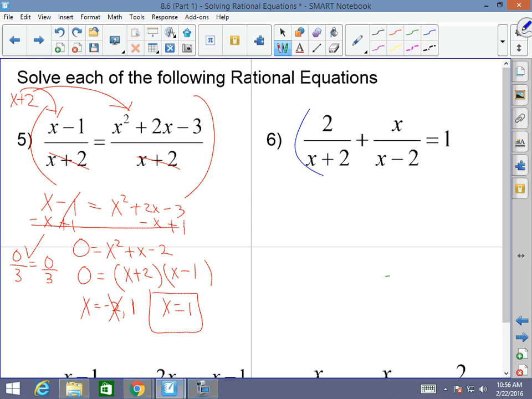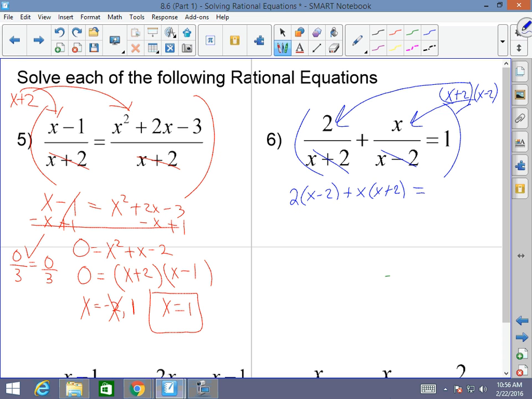Okay, here, what's the LCD? X plus 2 and x minus 2. So when I multiply it over here, what am I left with? 2 times x minus 2, because the x plus 2 cancels. When I multiply it over here, what am I left with? X times x plus 2, because the x minus 2 cancels. And over here, what am I left with? X plus 2, x minus 2. But that's a difference of squares. But yeah, let me not go ahead. Let me do it the right way.